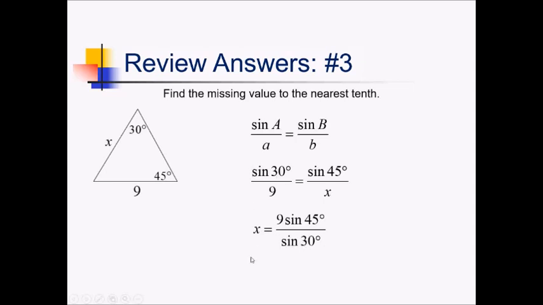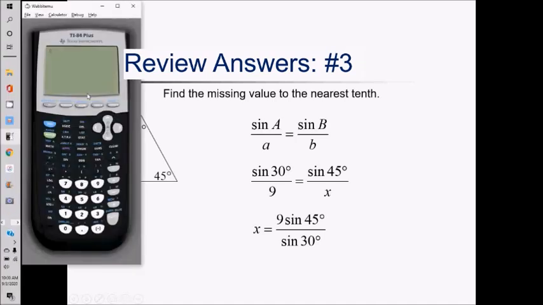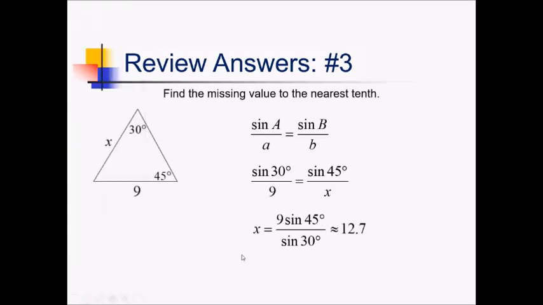So let me just plug all this in the calculator at once. To make this a little easier to look at, I'm just going to do alpha y equals, and then n over d, my fancy fraction mode. So I've got 9 times the sine of 45, and then I'll go down here and do sine of 30, press enter, and that comes out to about 12.7. Now, since we're finding a side with the law of sines rather than an angle, there's only one answer for this. We don't have to find any alternate answers.